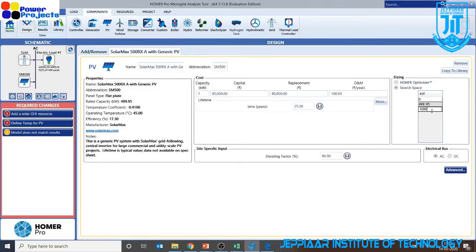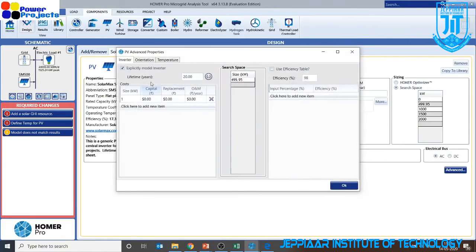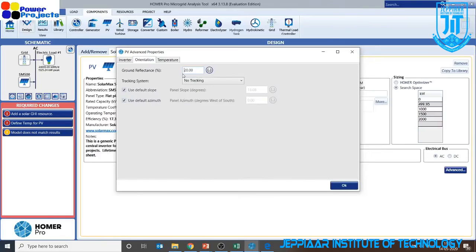Right. So I'm giving some options: 500 kilowatt, 1000 kilowatt, 1500 kilowatt, and 2000 kilowatt. These are the various options which I have given for the solar. In the advanced settings, you can explicitly model your inverters, give orientations, give ground reflectance, and model trackers, single axis or dual axis trackers. At present I have put no trackings.